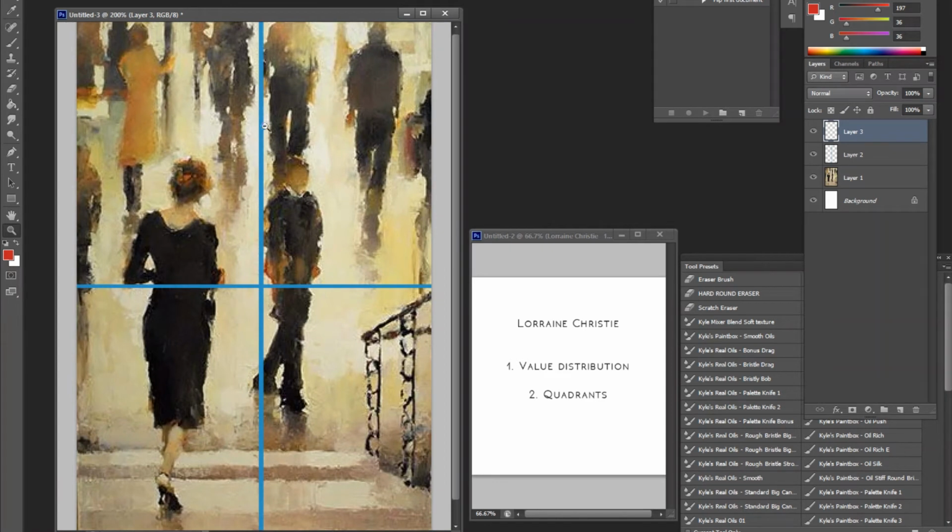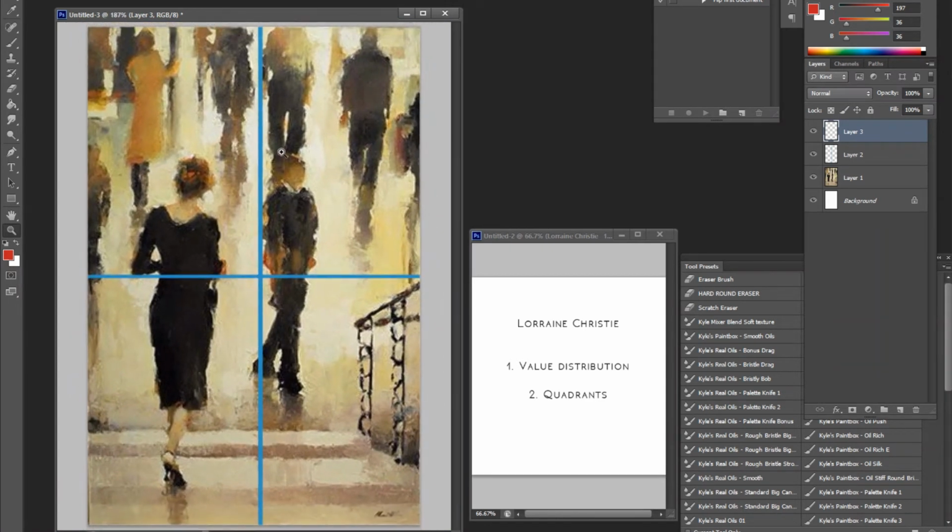Works here as well. Again, if you are creating a composition and you feel like it's imbalanced, really think about it in quadrants, and maybe perhaps one quadrant is getting too much compared to the rest of the composition.